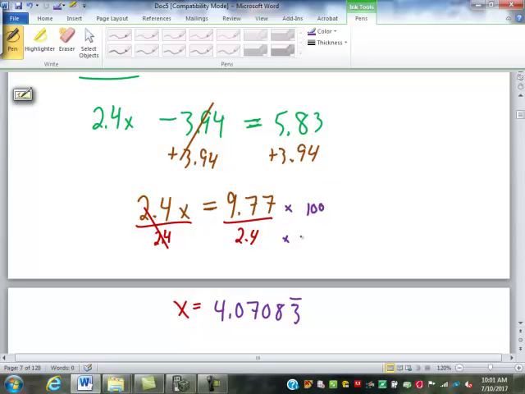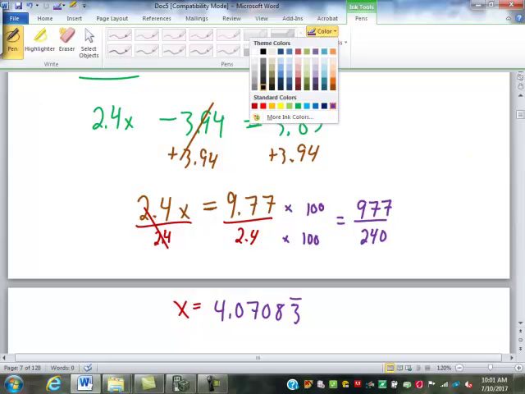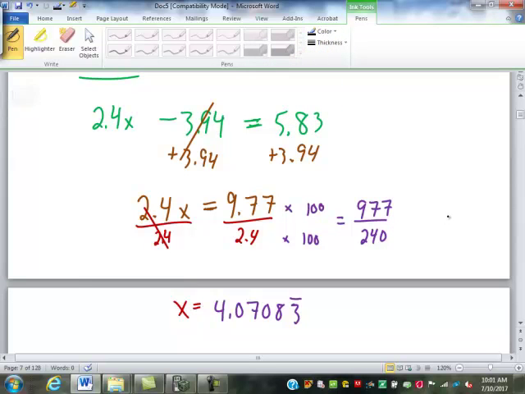100. Very good. So 9.77 becomes 977. 2.4 becomes 240. Very good. So now 977 divided by 240. 240 goes in there 3 times. Nope, it goes in there 4 times. That'd be 960. So there's 17 left over. So that's 4 and 17 240ths.